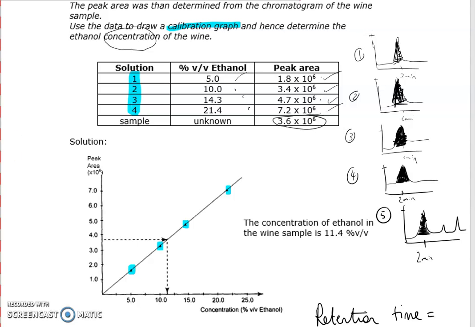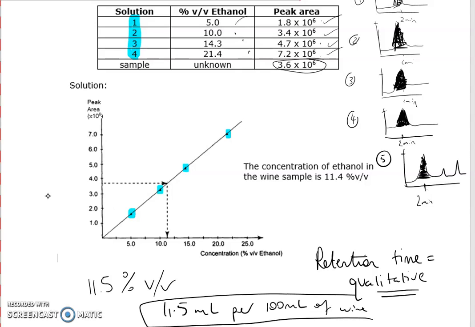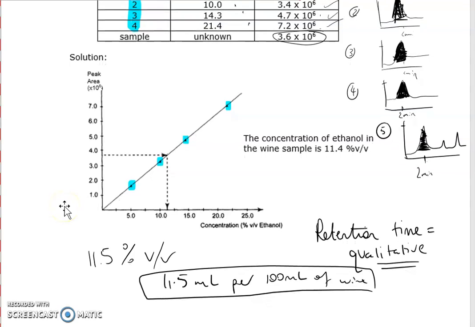We go down and we estimate the concentration of ethanol in this wine to be, well, I'm not sure what your booklet says, but say that's like around 11, what would it be? Maybe 11.5 or something like that. So 11.5, oh no, that's it. So percent volume by volume. So that just means that there's 11.5 mils per 100 mils of wine in my sample. Okay, so hopefully that helped a little bit.